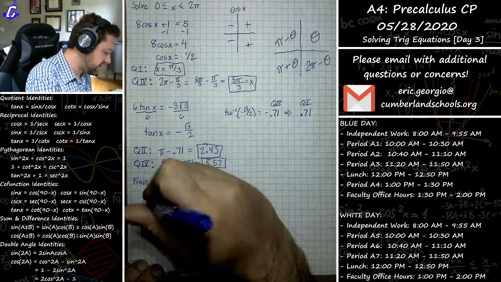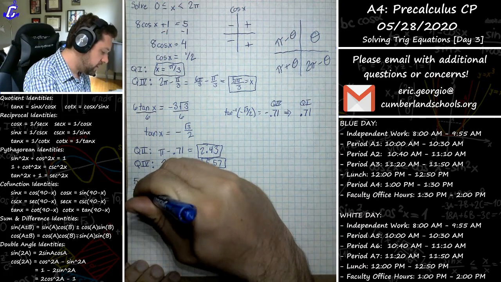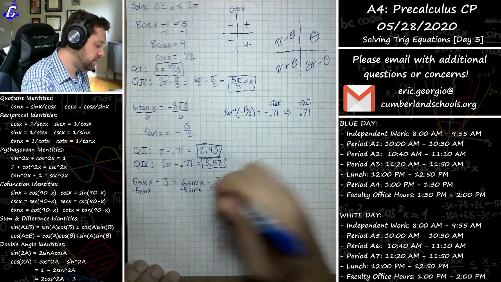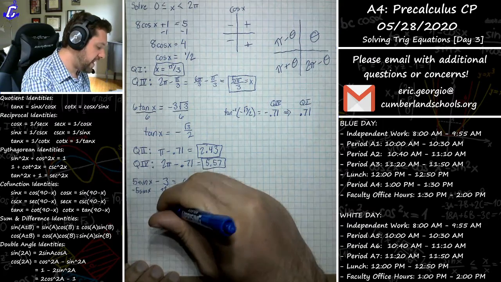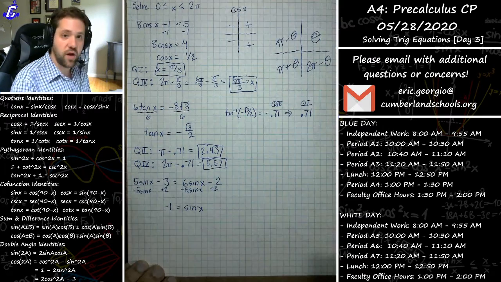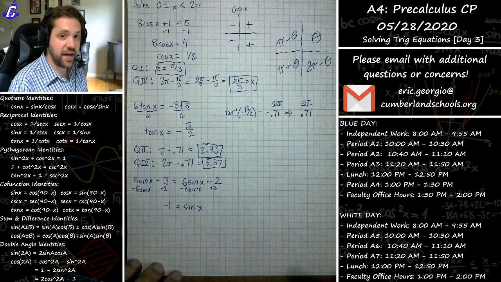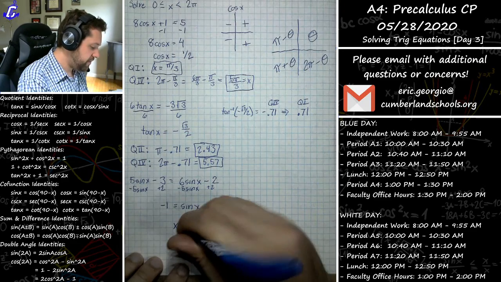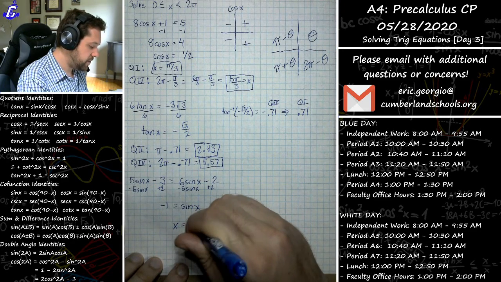You'd get all the constants on the other side. That's exactly what I'm going to do here. Move 5 sine of x over here. I'm going to add 2 to move that over here. I get that negative 1 is equal to the sine of x. And we know that what angle is going to have a sine value of negative 1? That's going to be your quadrantal angle of 3 pi over 2.